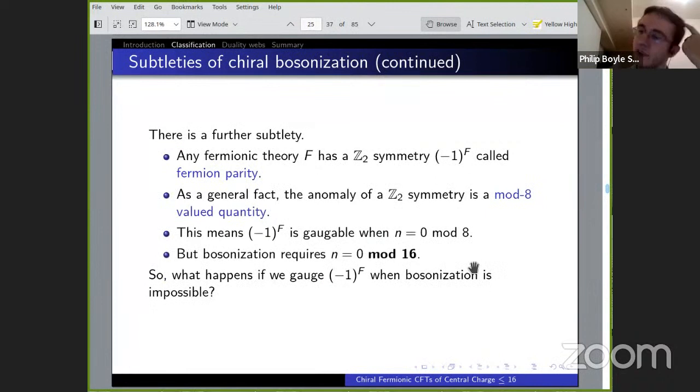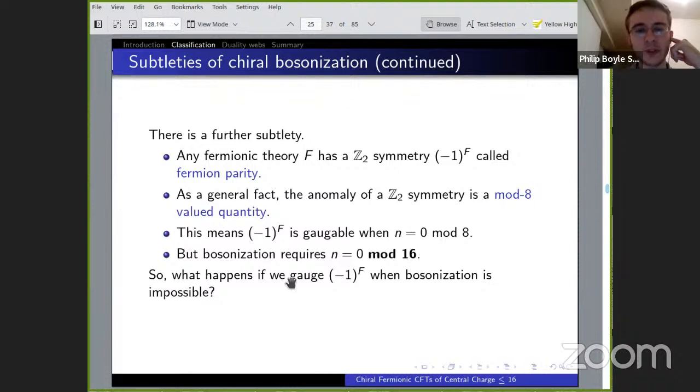There is, however, a further subtlety. Recall, as a general and obvious fact, that any fermionic theory F has a Z2 symmetry, minus one to the F, called fermion parity. It's just defined as the symmetry which acts by shifting the spin structure. As a general fact, the anomaly of a Z2 symmetry of a fermionic theory is a mod 8 valued quantity. We know this from the Smith classification of anomalies again. So that's interesting, because that means that fermion parity is gaugeable when N is 0 mod 8. But bosonization requires N equals 0 mod 16, which is a stronger condition.